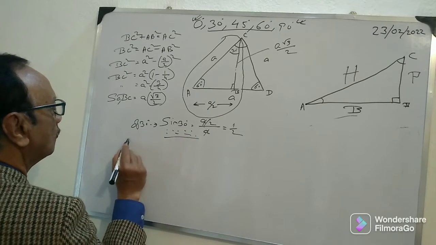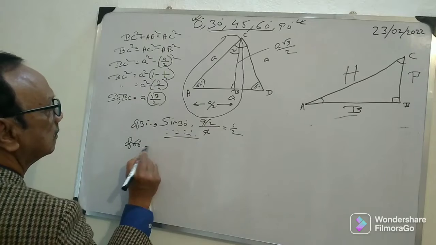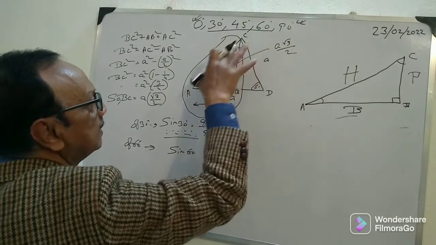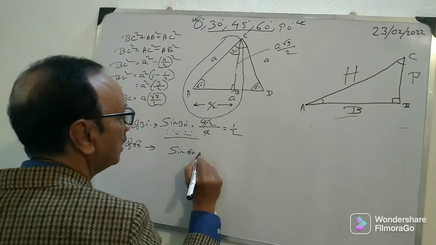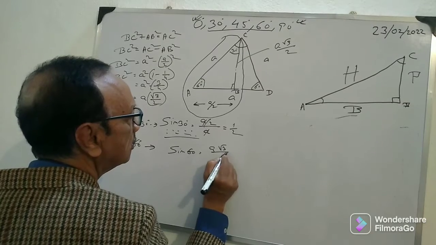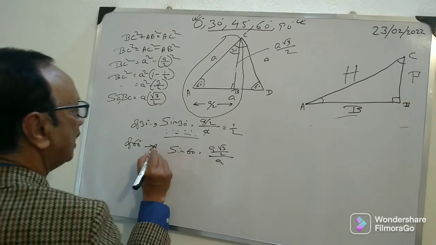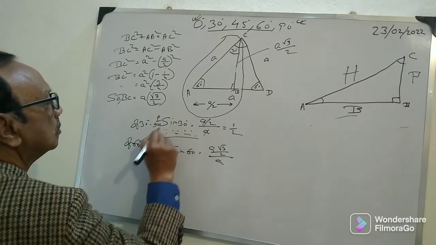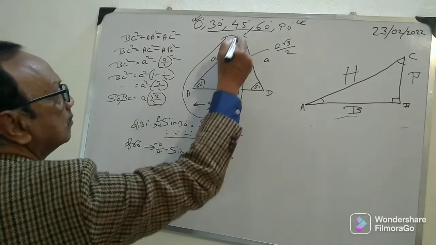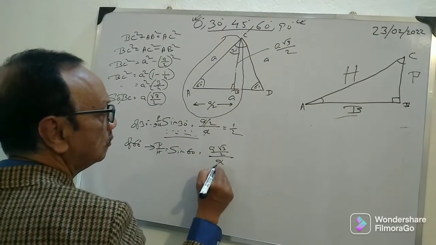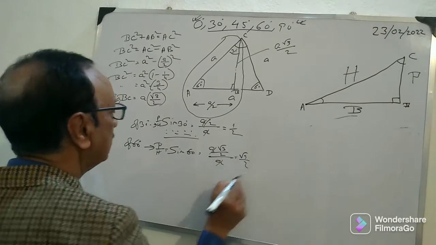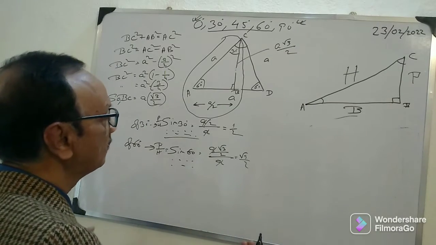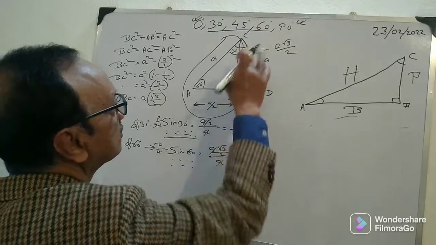And for the 60 degree angle, suppose sine 60: this side by this side, that means A root 3 by 2 divided by A. Again it is perpendicular by hypotenuse. So this value will be root 3 by 2. Similarly for cos 60, tan 60, sec 60, cosec 60, cot 60, you can get every value as you have got the three sides.